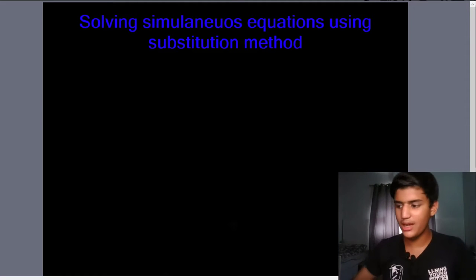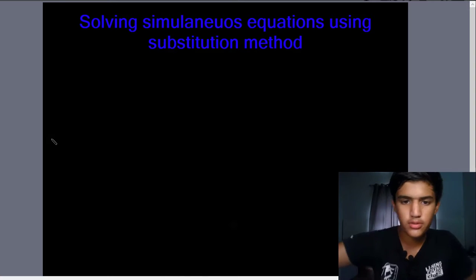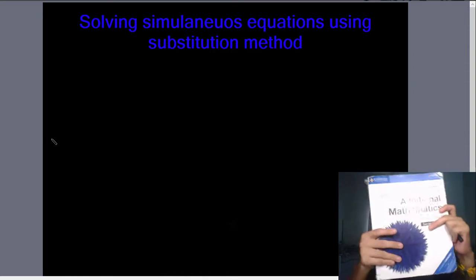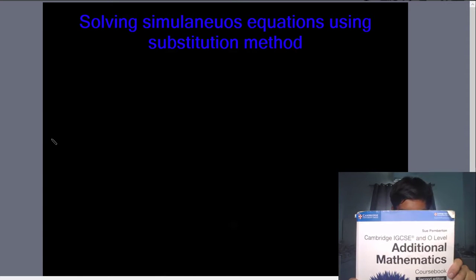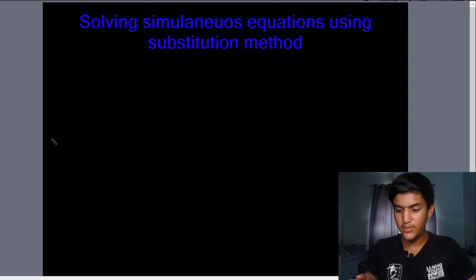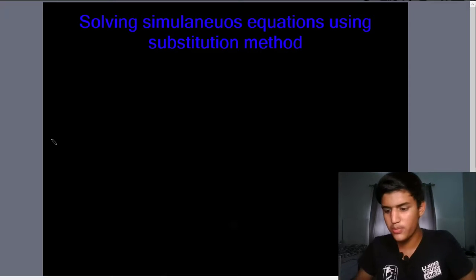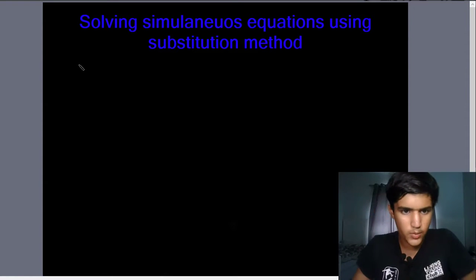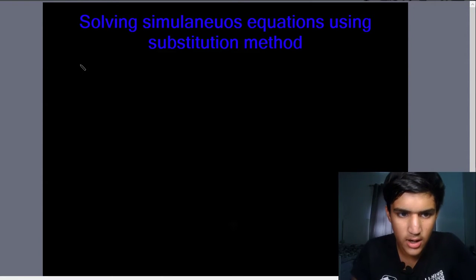Today I will be solving another simultaneous equation using the substitution method. So let's begin. The question I am going to be solving is from the Cambridge IGCSE and O-Level Additional Maths course book, chapter number 2, exercise 2.1 and question number 15. So let's get right in.